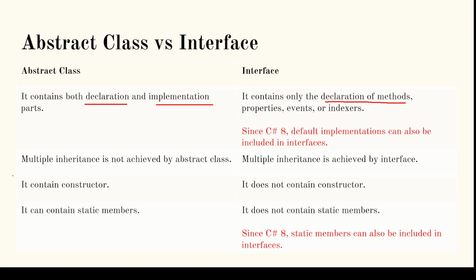With an abstract class, we cannot achieve multiple inheritance because we can inherit only one class at a time in C#. But in the case of interfaces, we can achieve multiple inheritance. In C#, we can inherit multiple interfaces at a time. An abstract class can contain constructors, whereas we cannot have any constructor in an interface. An abstract class can contain static members. In an interface we could not have them, but in C# version 8, it is allowed to create static members in an interface.